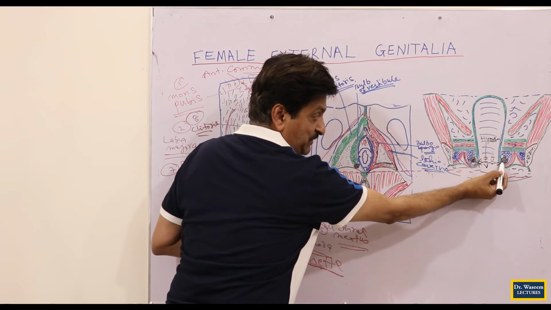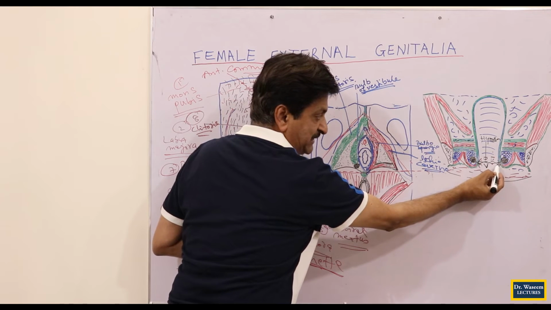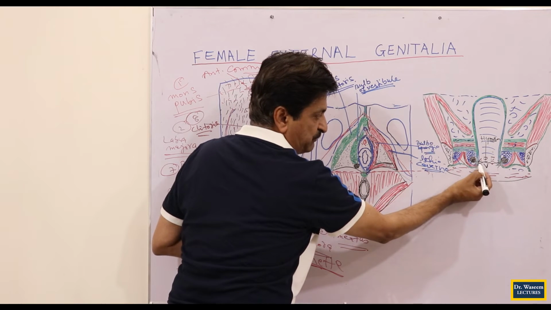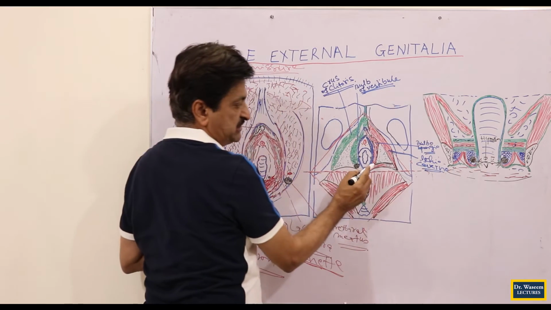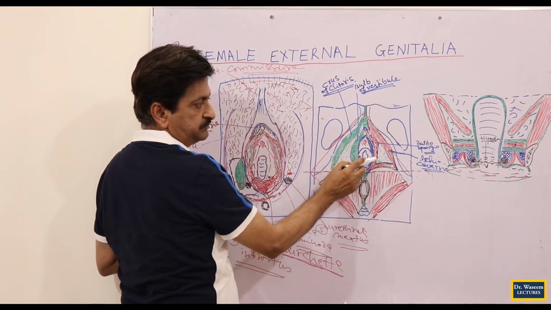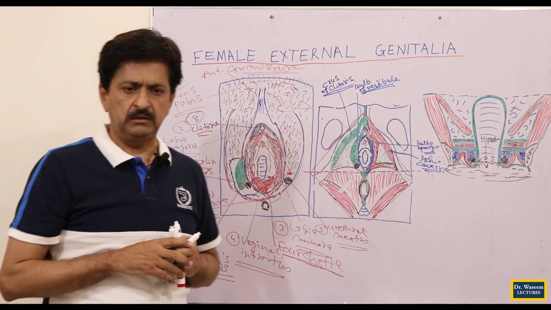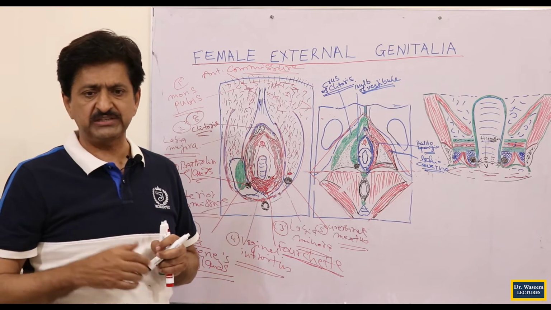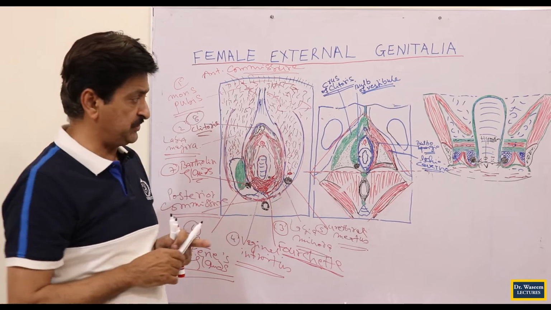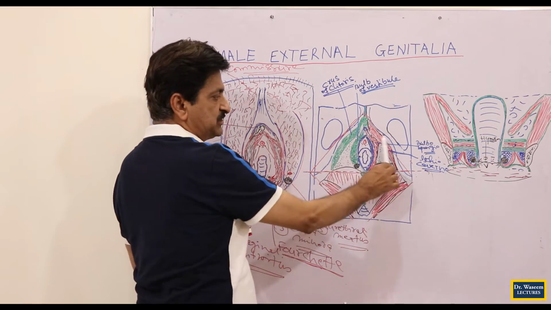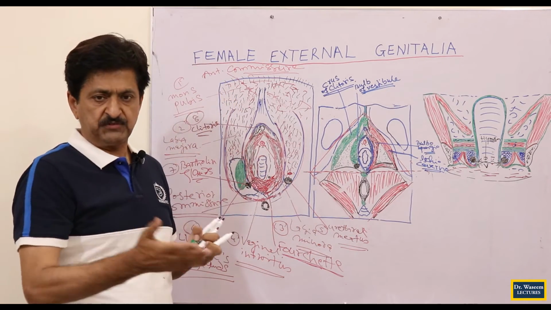But you see that the ducts will come out now. Where will they open? They will open here on the side of the vaginal introitus within the vestibule. They play a minor role in lubricating the vestibule during sexual excitement. These are the structures included in the superficial perineal pouch.